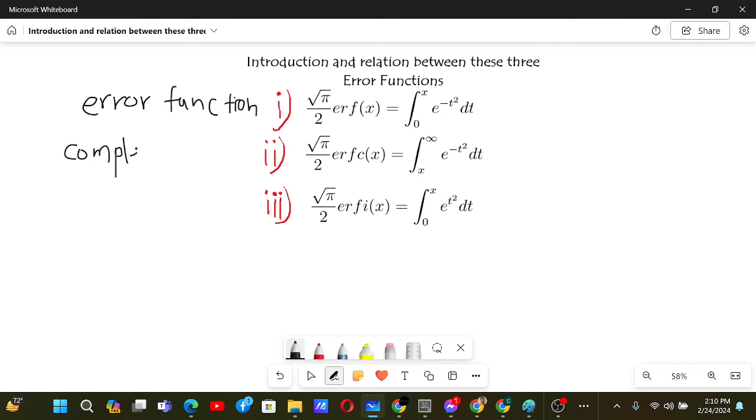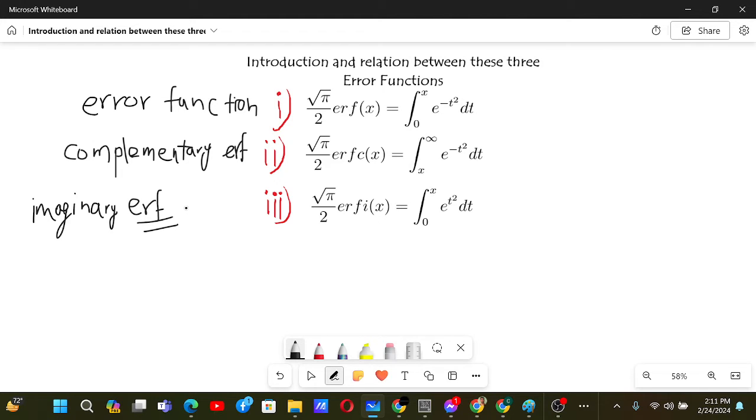So complementary error function. And the last one is the imaginary error function. And the name imaginary is because if we substitute t as it, we get this thing. Because t needs to be it for this case, that's why it's named the imaginary error function.